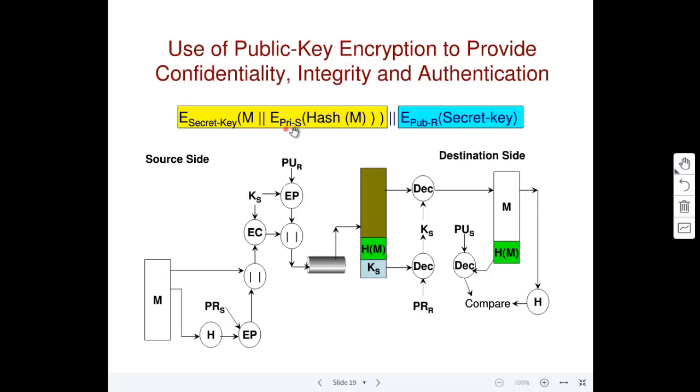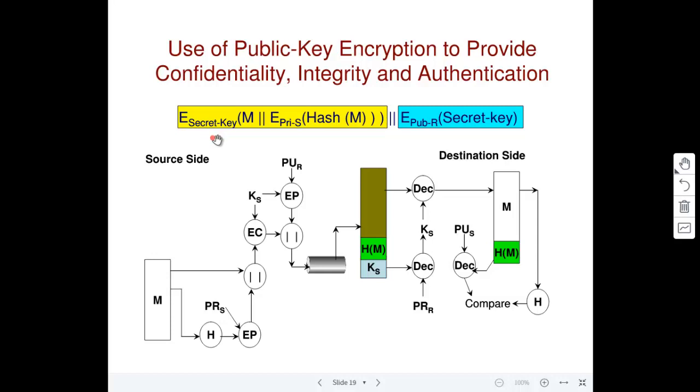So this kind of authenticates that the message comes from a particular sender, and you encrypt the whole thing, which is the message and its encrypted hash value, with the secret key generated for that specific communication. So you could do that.